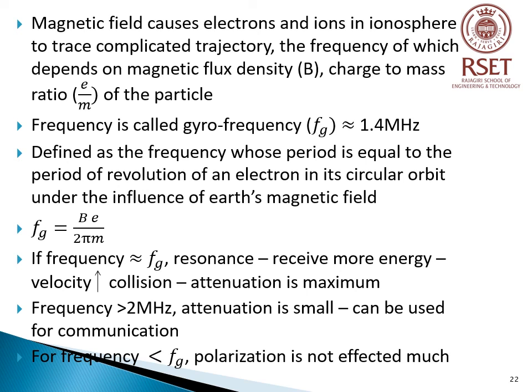Hence, they have more and more chances of having inelastic collisions and thereby dissipate large amount of energy from the incident radio waves. Hence, attenuation is maximum near gyro frequency. Beyond the frequency of about 2 MHz, attenuation is small and hence can be used for communication. Similarly, at lower frequencies, when f is less than Fg, electrons vibrate in smaller loops, usually making several loops, and the polarization is not affected much.